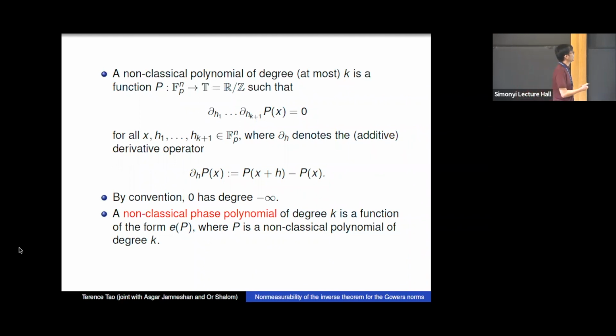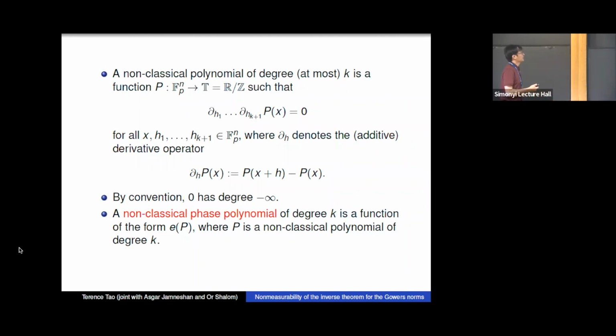So for any shift h in your base vector space here, we denote partial h of f to be the differencing operator, where you shift f by h, and then you subtract f again. So that's like a discrete version of derivative. A function which gets killed by any k plus 1 discrete derivatives is said to be a non-classical polynomial of degree k or less. Okay, and just one technical thing: the zero polynomial, by convention, has degree negative infinity.